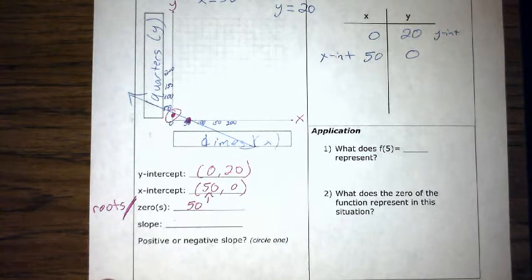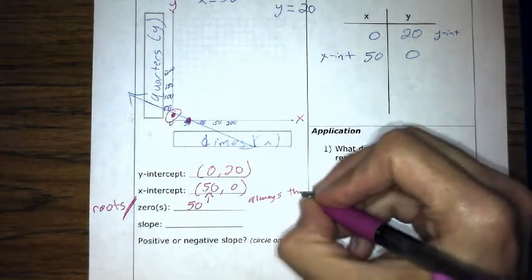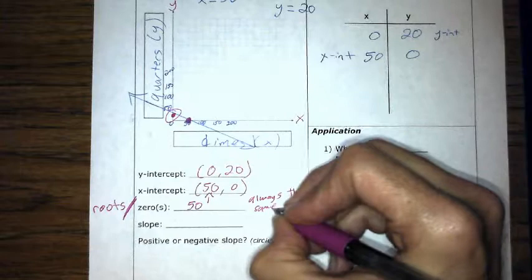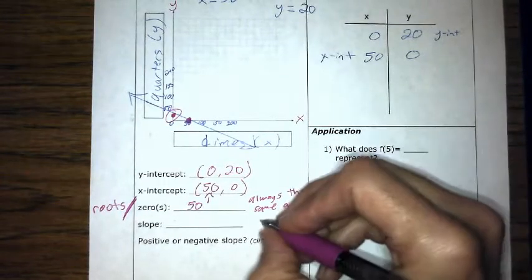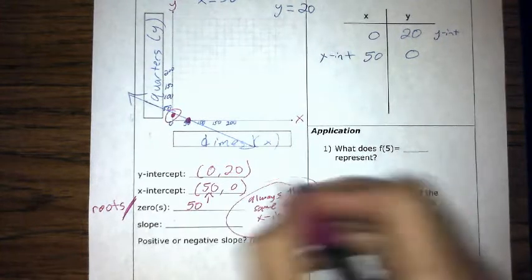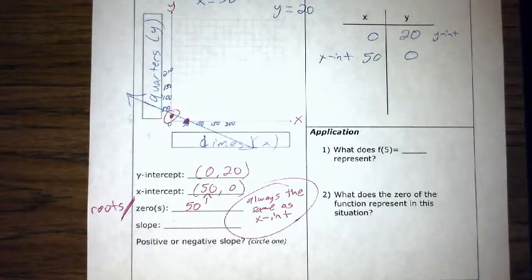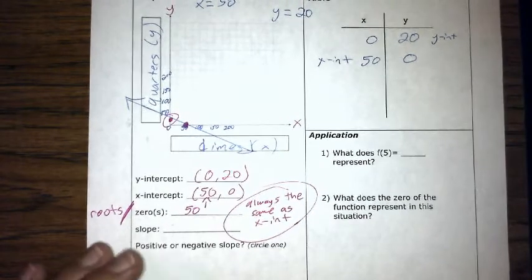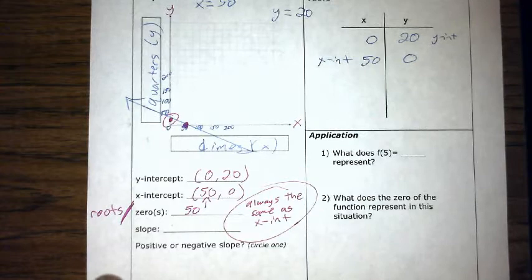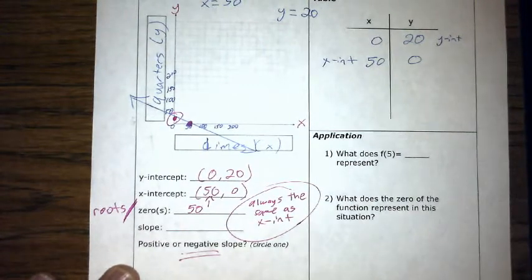So if you guys can kind of remember that. So I'm just going to write always the same as the x-intercept. All right, so that's kind of important. You're going to probably see something like that on your test. And of course, the slope. Okay, you could find your slope. What kind of slope is that? That is a negative slope. Okay, and then you could rise over run to find your slope.